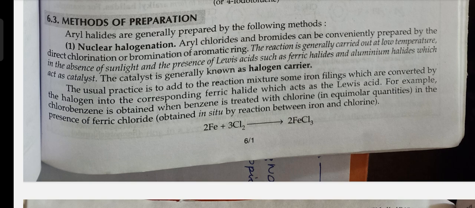The usual practice is to add to the reaction mixture some iron filings, which are converted by the halogen into the corresponding ferric halides, which act as the Lewis acid. For example, chlorobenzene is obtained when benzene is treated with chlorine in equimolar quantities in the presence of ferric chloride. 2Fe plus 3Cl2 gives 2FeCl3, which we will form.